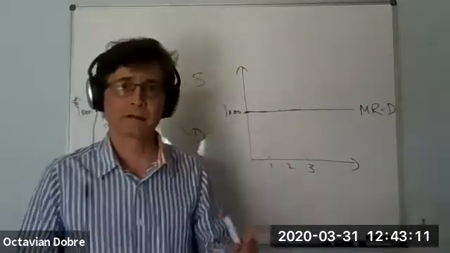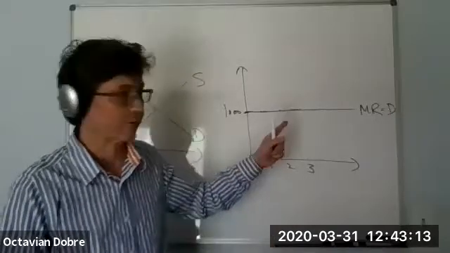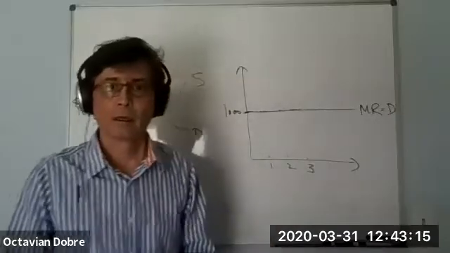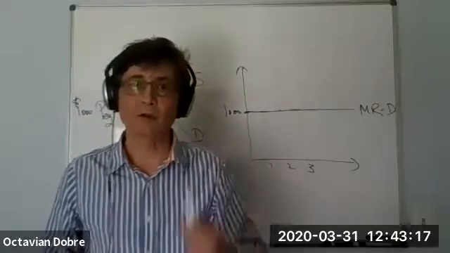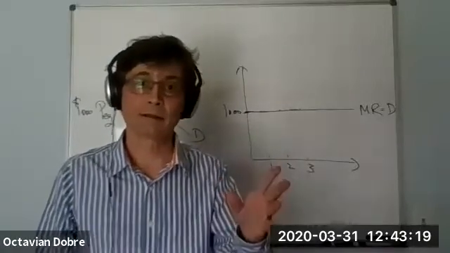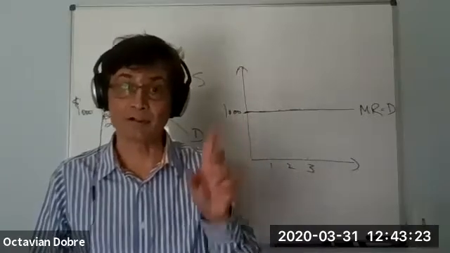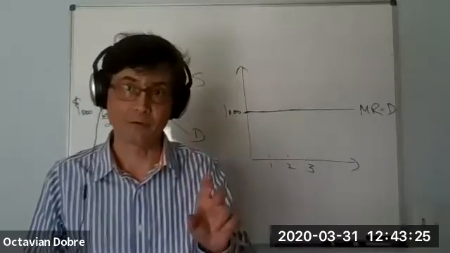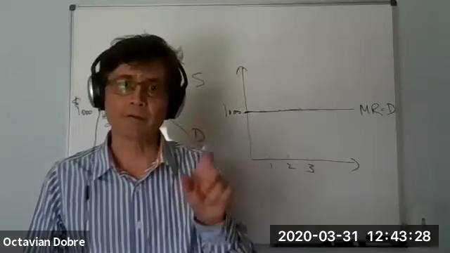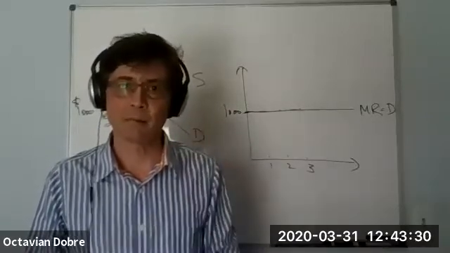Let's think what else that curve here represents. I sell one ounce of gold, I get $1,000. That's the total revenue. On average, I made $1,000 from that ounce of gold. So the average revenue of the first unit is $1,000.